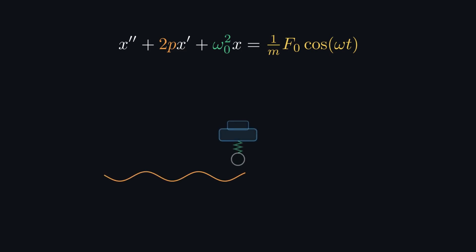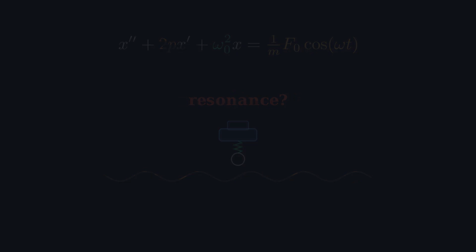Okay, that's the car settling on its own. But the road never leaves it alone. It's a constant string of bumps, a force pushing at some frequency omega. So now we drive the system. And ask the scary question, can we make it blow up?